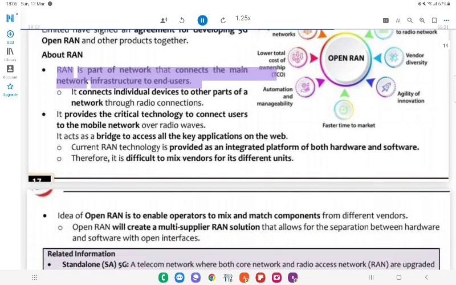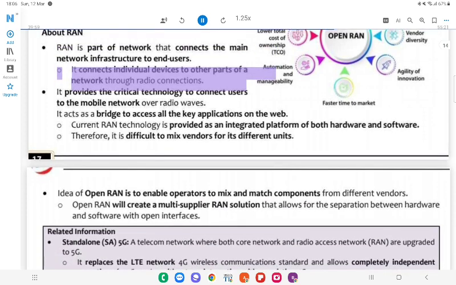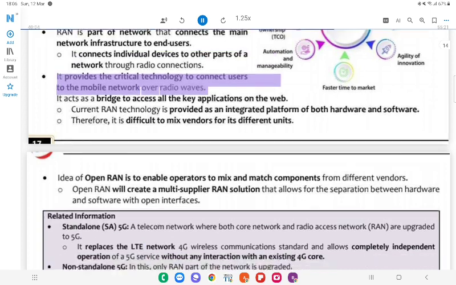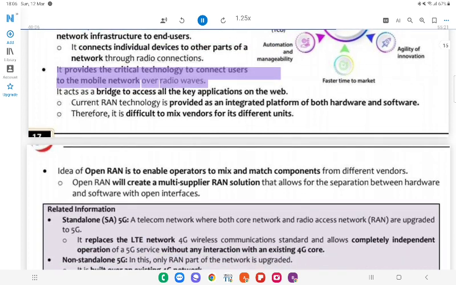About RAN. RAN is the part of the network that connects the main network infrastructure to end users, or it connects individual devices to other parts of a network through radio connections. It provides the critical technology to connect users to the mobile network over radio waves.